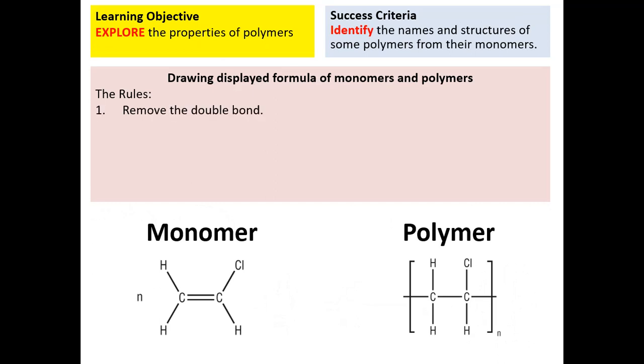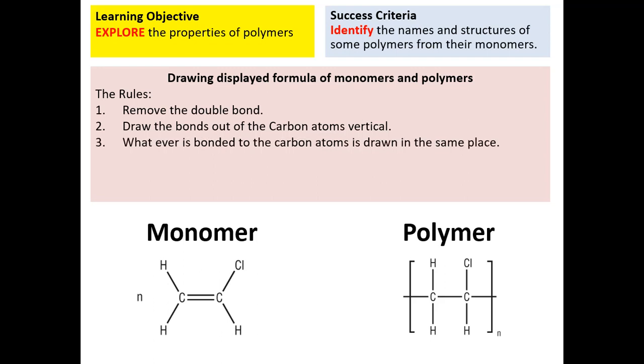So the first thing you do, okay, you remove the double bond from your monomer. So you've still got your carbon in the middle, but it's only got a single bond. So you look at the example at the bottom to help you. So draw the bonds out of the carbon atoms vertically. So instead of them being diagonal on the monomer, they come out vertically. Whatever is bonded to the carbon atoms is drawn in the same place. So you look at your first carbon atom, it's got a hydrogen at the top and a hydrogen at the bottom. You put those on those bonds that you've just drawn. Then the second carbon atom has got a chlorine at the top and a hydrogen at the bottom. So you draw those in.